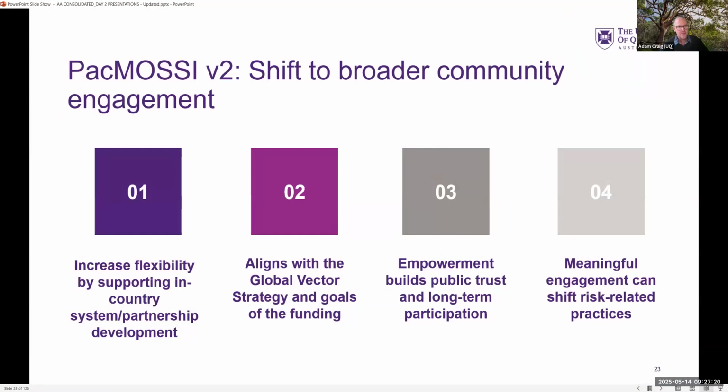So I've been through this already. There's a shift in PacMOSSI V2 around broader community engagement. That might be working with partners such as Red Cross to engage and prepare communities in the event of a dengue outbreak, for instance. So some biopreparedness work, or it might be working with academic partners in the country who have an interest in engaging community for community resilience.